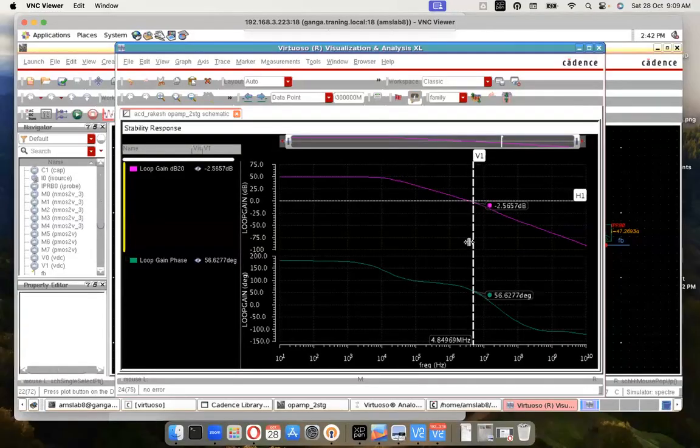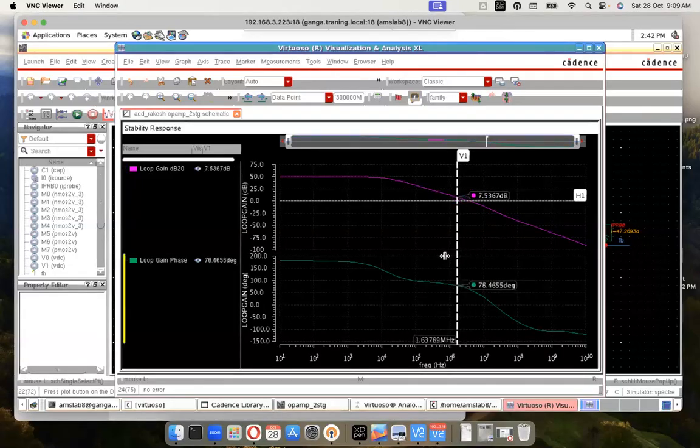Now it is a good 60 plus, right? 64 degrees. Okay, so where are the poles? Should phase margin be more than 90 degrees? Phase margin can be more than 90 degrees, but ideally we design it for 60 degrees. Yeah. Now let's look at where the poles are.